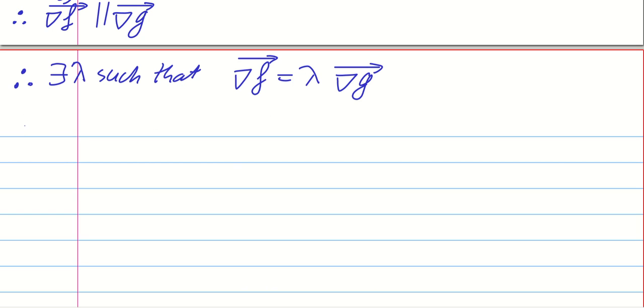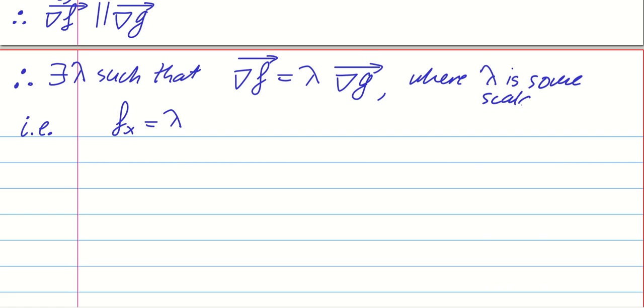What can we say about it? We can say that the partial derivative of f with respect to x is lambda times the partial of g with respect to x, where lambda is some scalar, and that's what is called the Lagrange multiplier, because we multiply by it. And the partial with respect to y is lambda times the partial of g with respect to y.